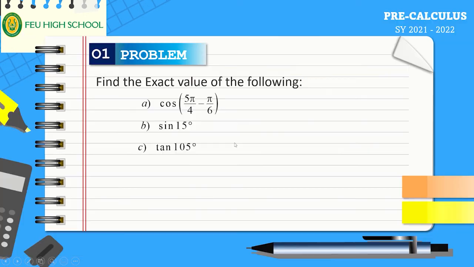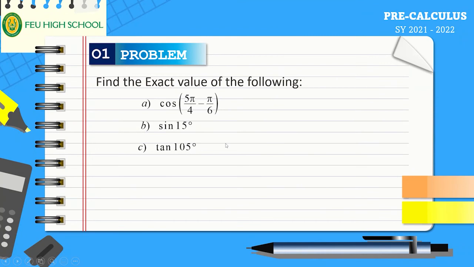So, let's have an example. So here we are asked to find the exact value of the following. So, A, we have here an example of the difference identity for cosine function. We have 5 pi over 4 minus pi over 6. And then for B, okay, sine of 15 degrees and tangent of 105 degrees.